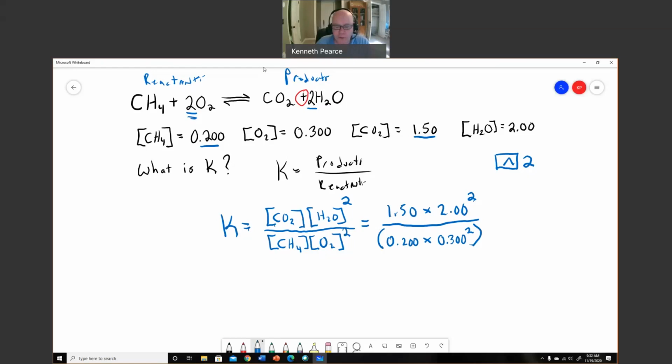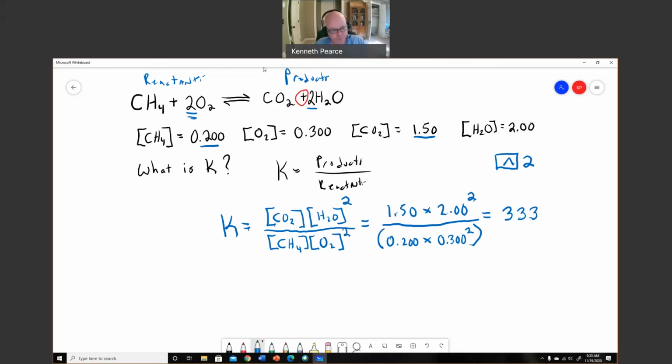So put this in your calculator and make sure you can get the same answer with your calculator. Half the battle is being able to use your calculator. So it's 1.5 times 2, caret key up squared, and then divided by everything on the bottom in parentheses, 0.2 times 0.3 to the second, close parentheses, and that gives me 333 for a K.